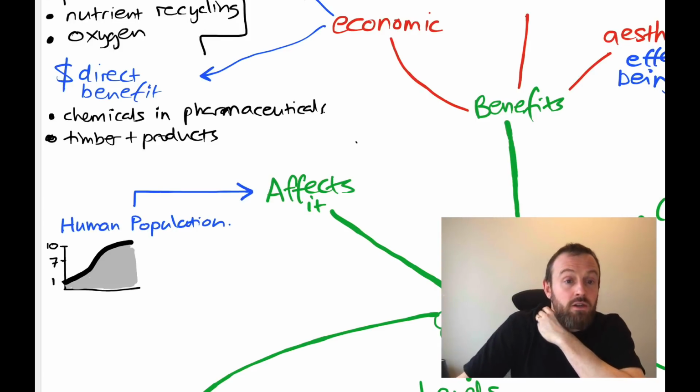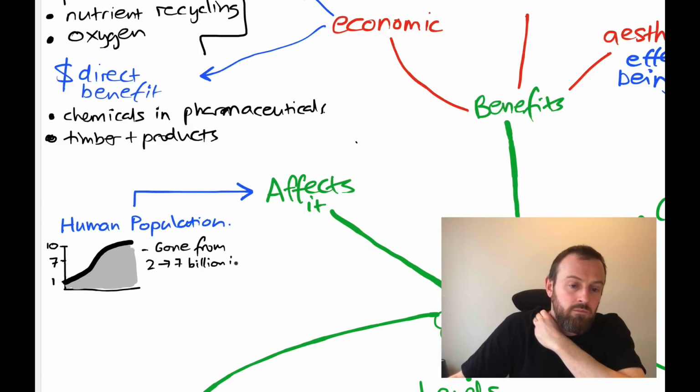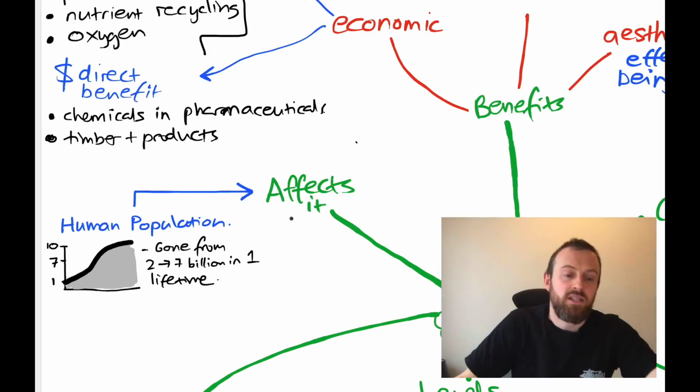So the human population has gone from, did I say 1 to 7? I did, didn't I? So it's gone from 2 to 7 billion in one lifetime, so 90 years. And it's predicted to keep going. So why is this such a big deal?